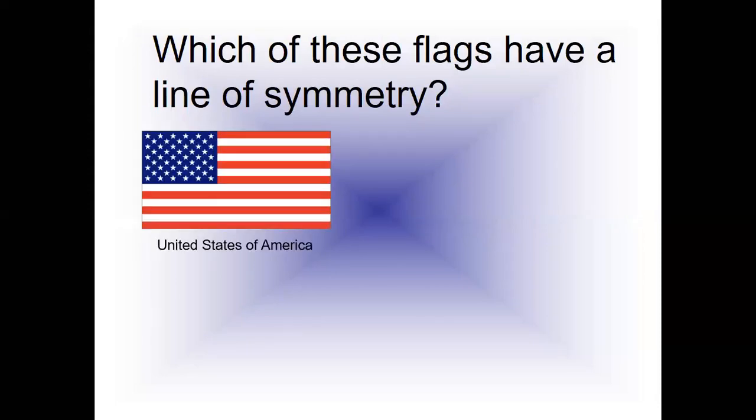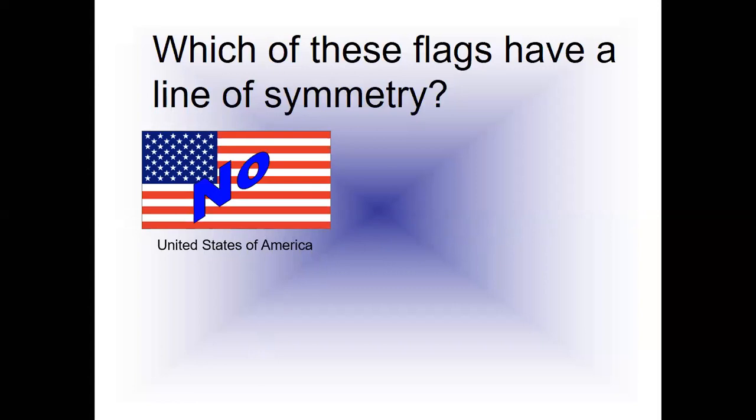Which of these flags have a line of symmetry? To be specific, the United States of America flag won't have a line of symmetry because the blue part does not have a match. If it doesn't have a match, then it will not be foldable.